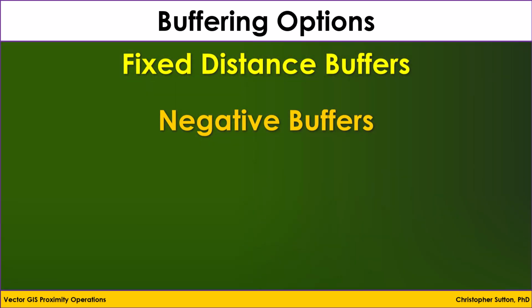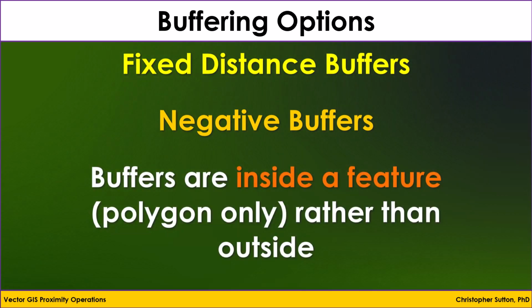Another variation on fixed distance buffers is what we call negative buffers. When we make a buffer around polygons, the buffer is created at a distance outside the polygon. But there are instances where we might want to create a buffer and have it be inside the polygon. When we do this, it's called creating a negative buffer. The way to do this in the software is to use a negative number to indicate the buffer offset. Using a negative distance will place the buffer inside the feature.